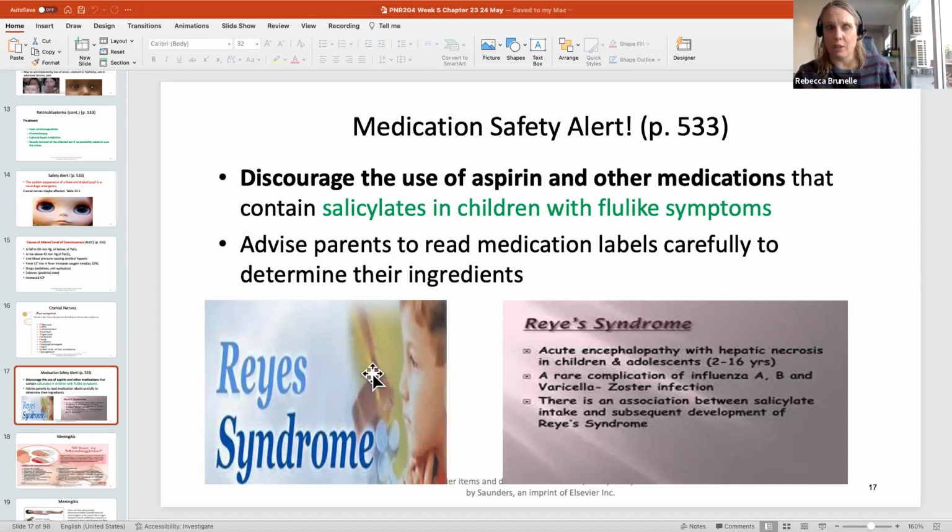Most pediatricians tell parents not to give aspirin ever to children, and to always read the medication labels, because you could see aspirin or salicylates in combined medications that you're not expecting. So just to make sure that you are aware, aspirin is in the salicylate family, and this medication group should not be given to children because of the risk of Reye's syndrome.